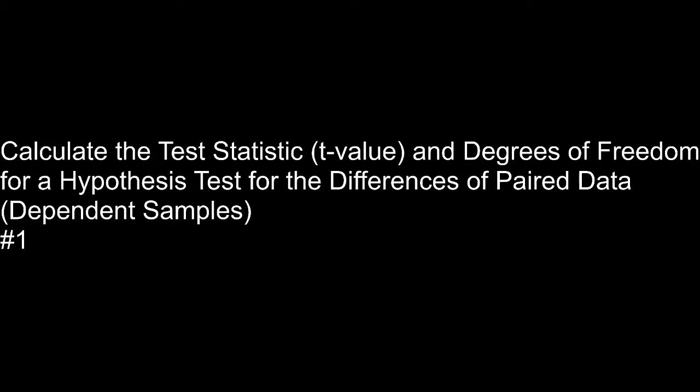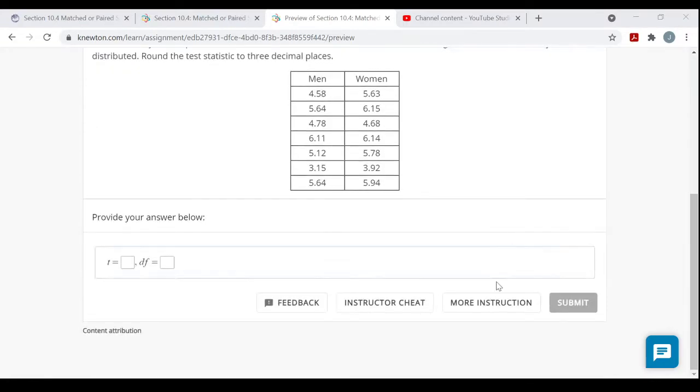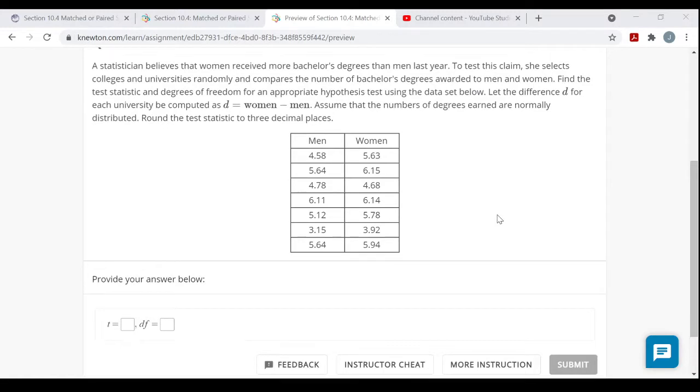When you hear the words paired data, you should think dependent samples, because paired data is really two samples, but each pair of data is related to a single individual or to one particular object, as we'll see here. If you're unfamiliar with the topic and want to read more about it, please click on More Instruction and look at their notes, their videos, their examples, and hopefully those help you out.